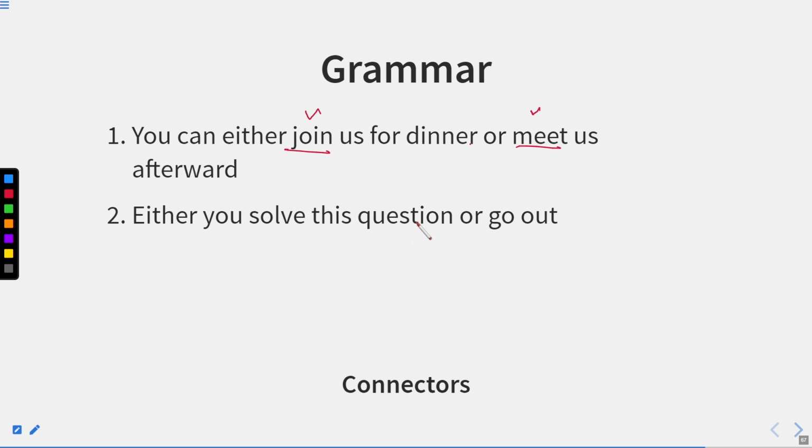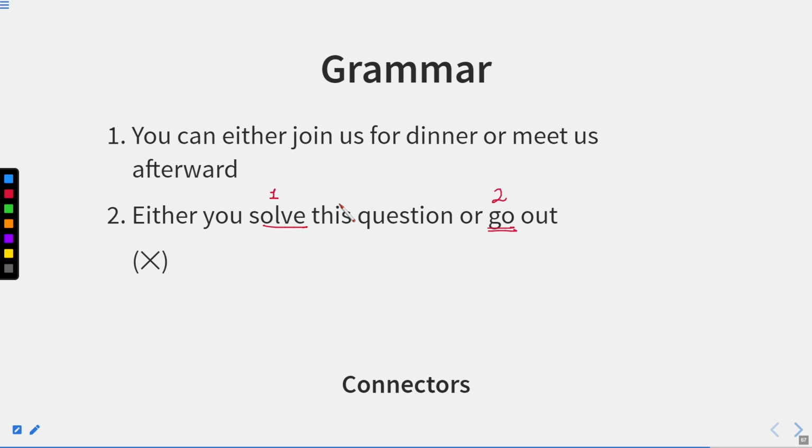Now look at the sentence very carefully and answer me whether this sentence is correct or not. Now you must be thinking that this sentence looks correct. But no, this is not correct. In fact, this is wrong. So what will be the correct sentence? Well, here it is written either you solve this question. Now the first option is solve, and the second option is go out.